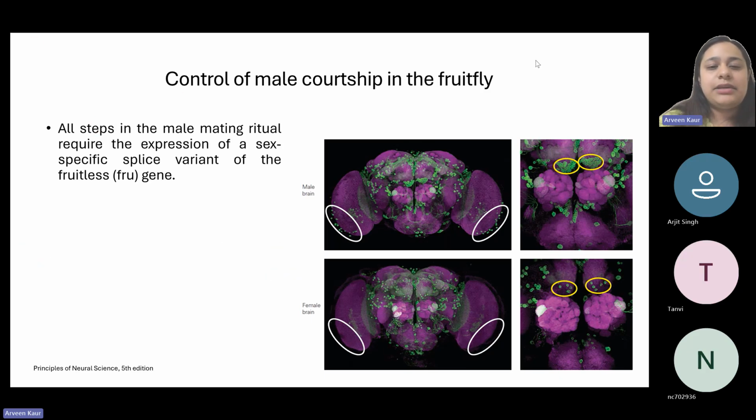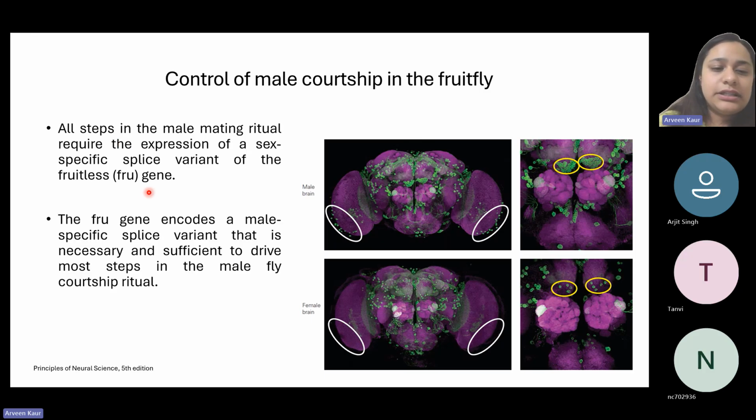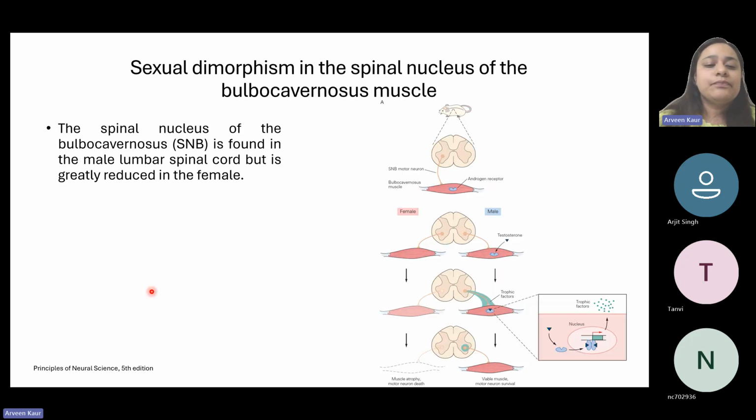So all steps in the male mating ritual require expression of a sex-specific splice variant of the fruitless gene, which is known as FRU. The FRU gene encodes a male-specific splice variant that is necessary and sufficient to drive most steps in a male fly courtship ritual. Okay, so that is the end of that part.